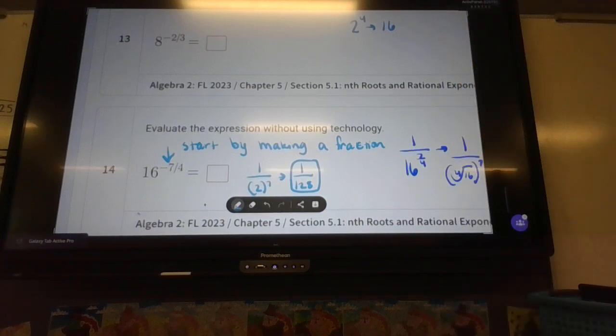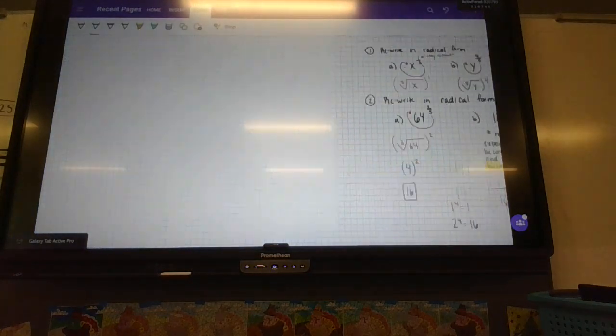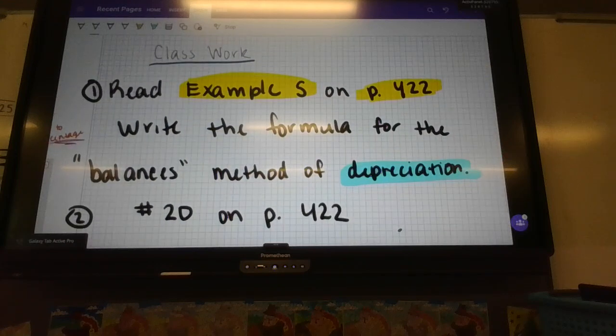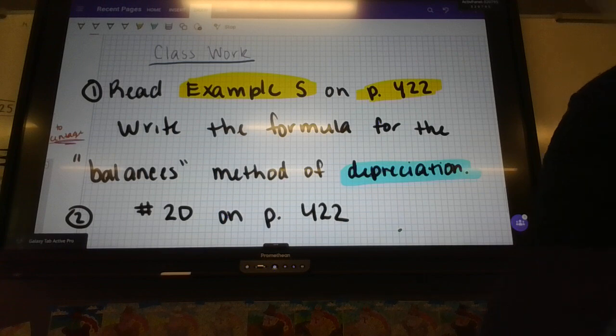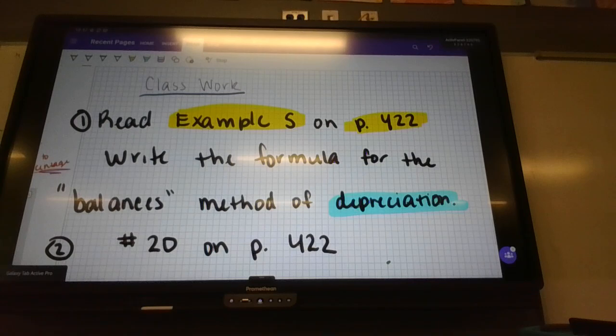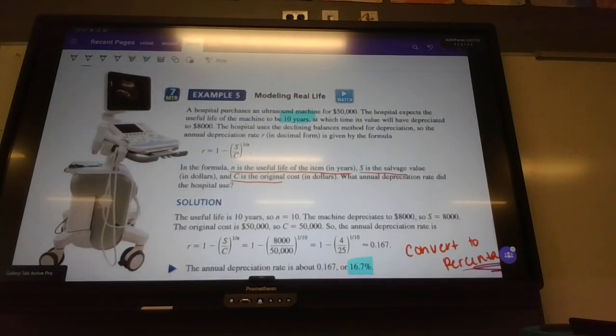Okay. All right, we're gonna do a little word problem, and then today's assignment. So head to page 422, and read about depreciation. This is accounting. Okay, so depreciation is a really important term in the world of accounting.